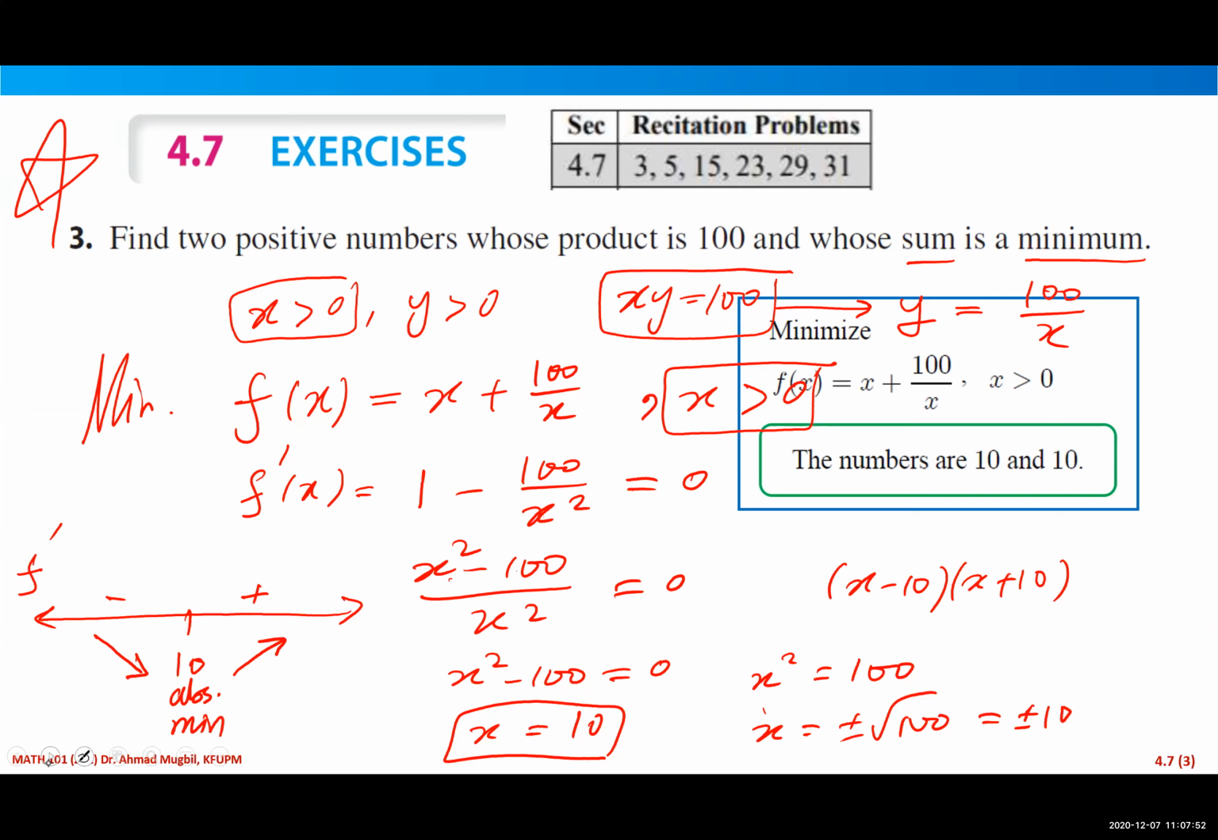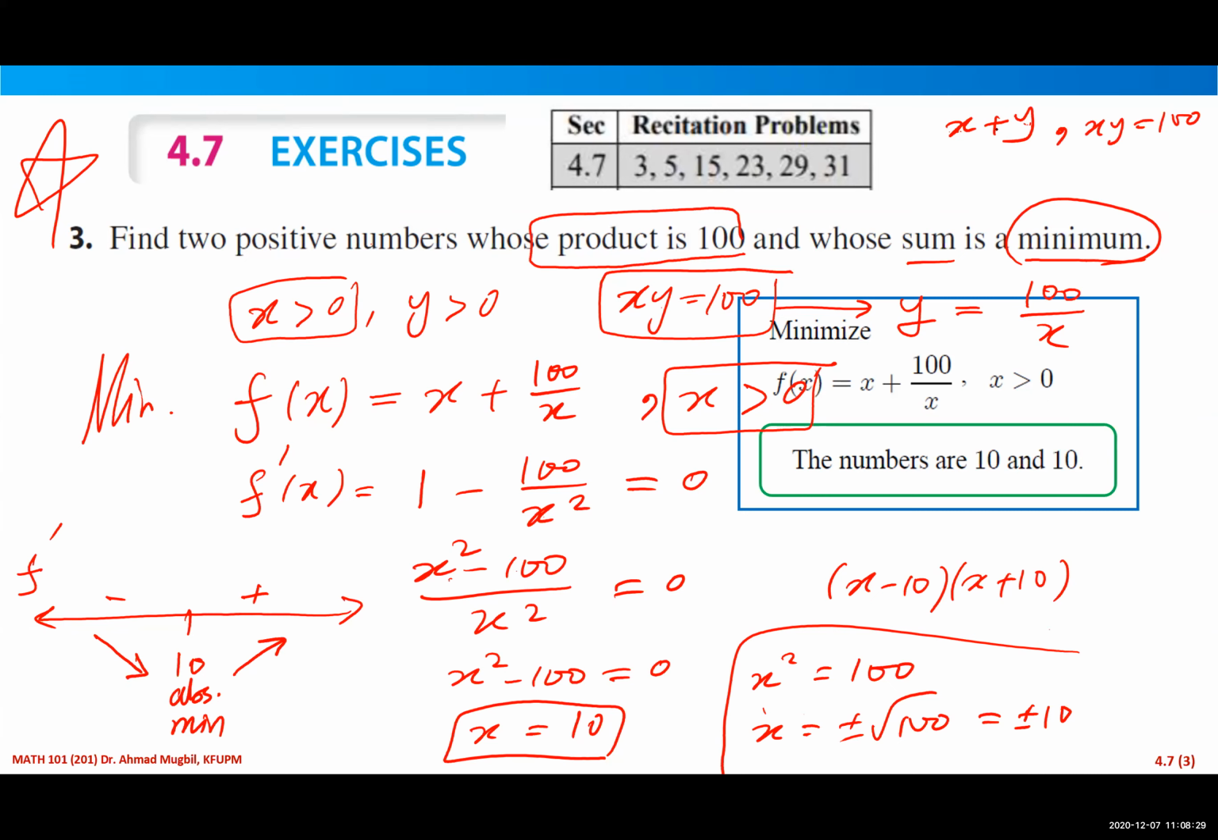Doctor, why did you put f of x as x plus 100 over x here? Did you work with us from the beginning? Yes. We said what we want to minimize. The sum has to be the sum. So we want to minimize the sum. We should have it as a function of one variable. It can't be two variables. It should be one variable. Yes. I have another relationship here. What is it? That the product x times y is 100.